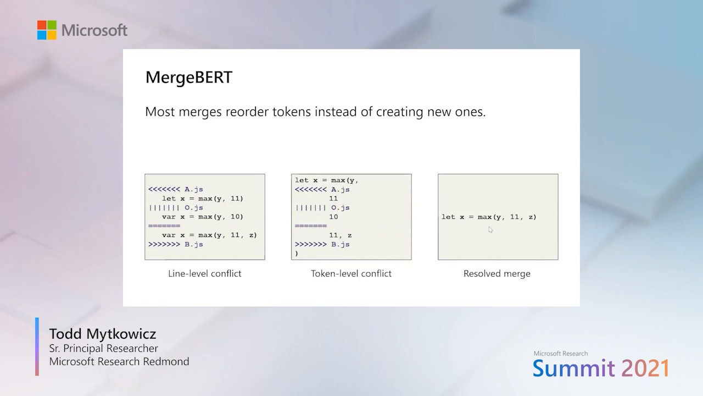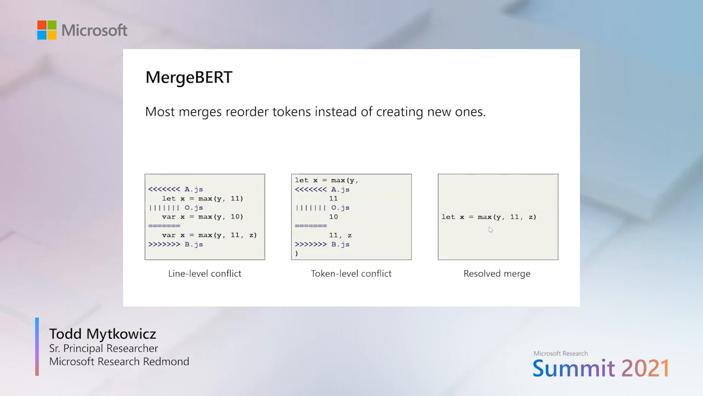So the architecture of MergeBird is built off of a very key observation that we made and other people have made as well in the literature, which is that most merges, when you actually look at them, don't insert new tokens. It's mostly a reordering of existing tokens instead. And by tokens, I mean tokens in the actual programming language.